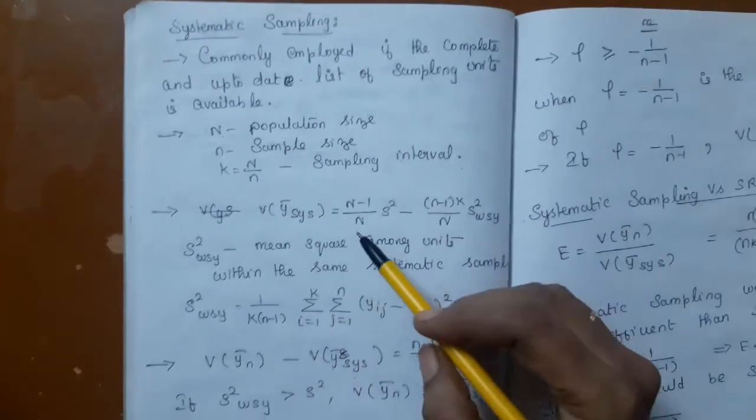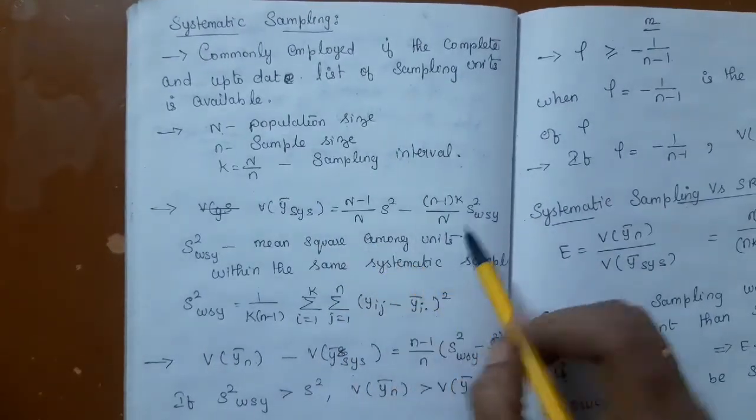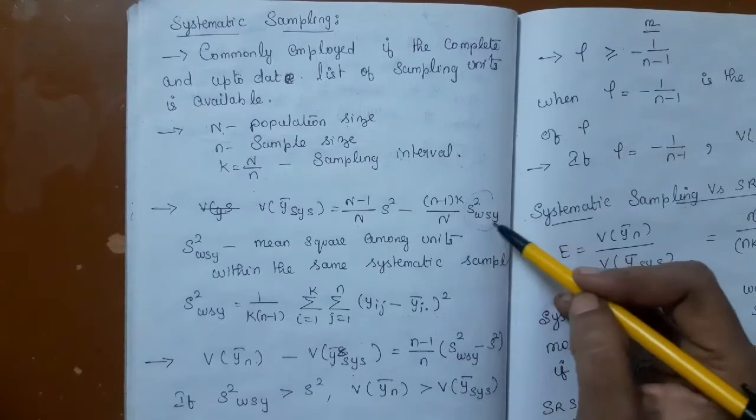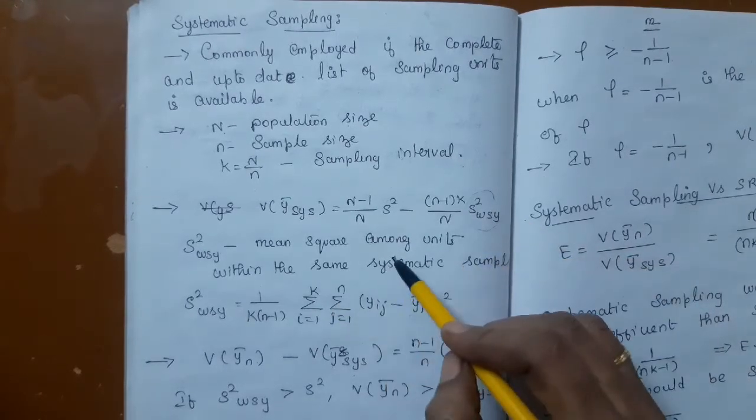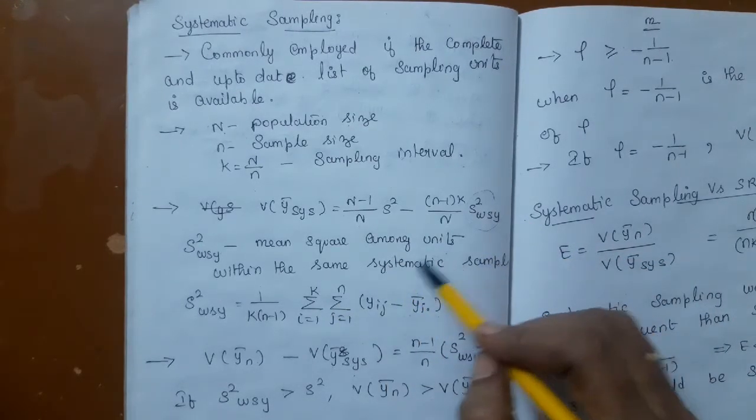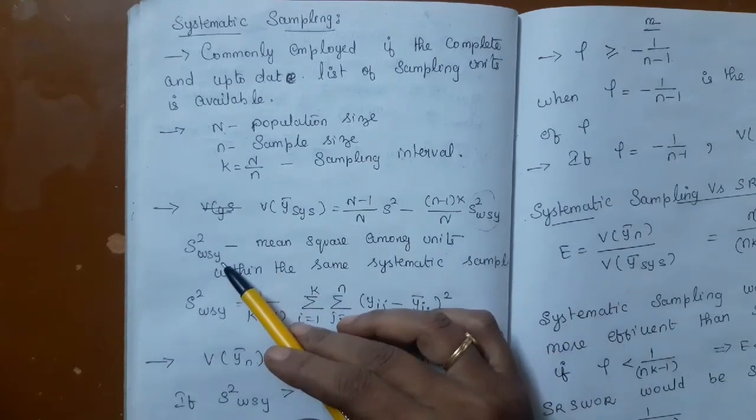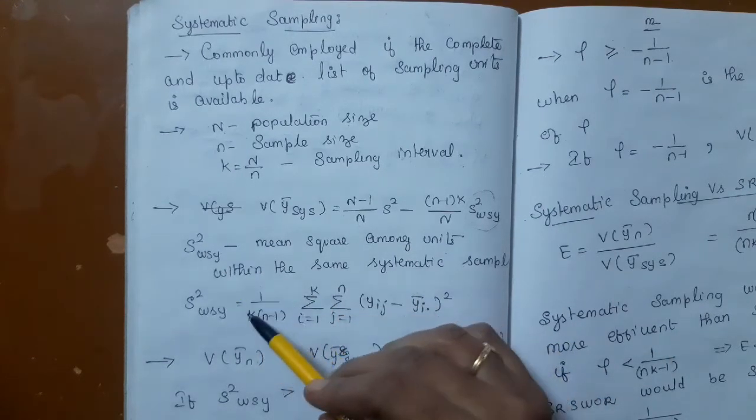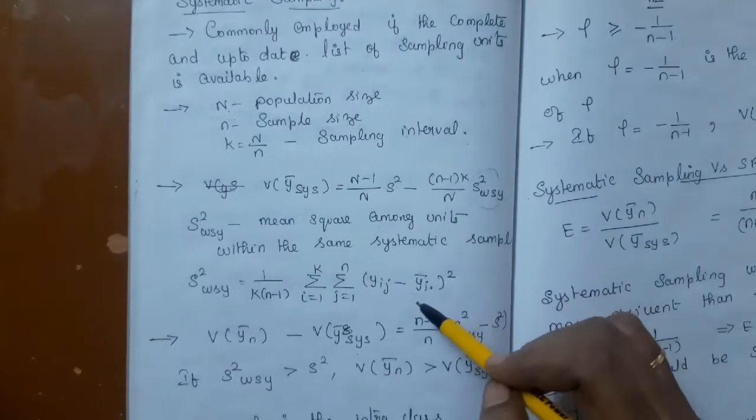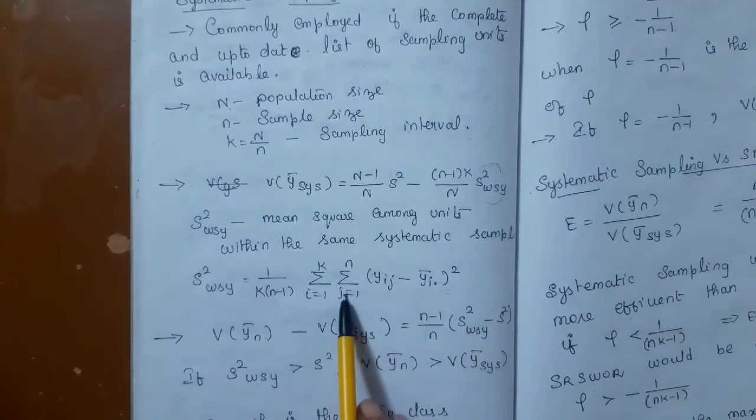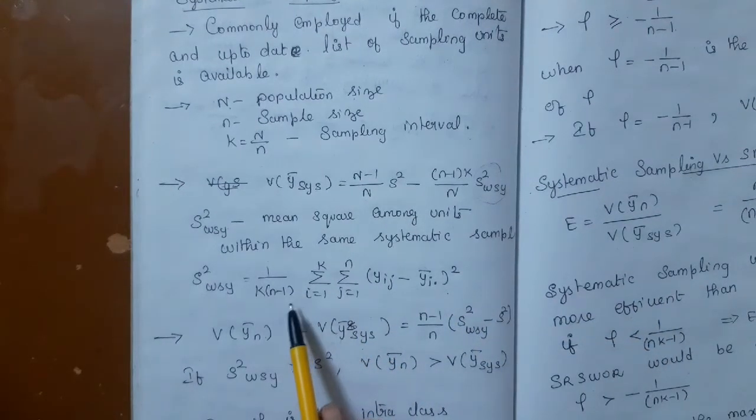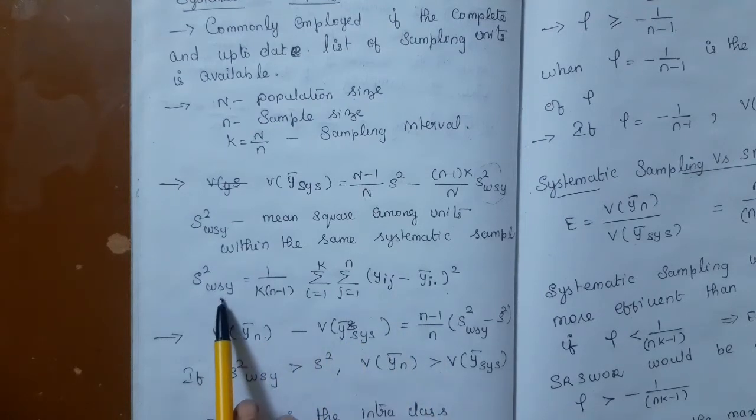The variance of y bar sys is given by this expression, where s square wsy is the mean square among the units within the same systematic sample, where this s square is calculated with this expression, right? It is the mean square among the units within the same systematic sample, denoted as s square wsy.